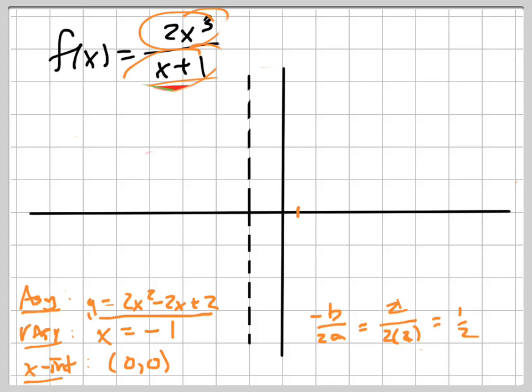So the vertex is at 1/2, comma. Now plug 1/2 into here. You get 1/2 minus 1 plus 2, which is 1.5, right?